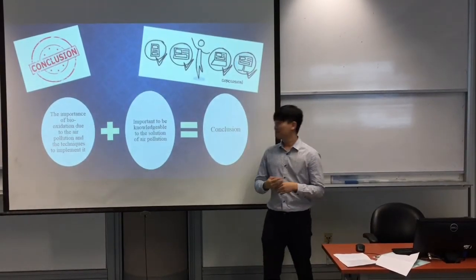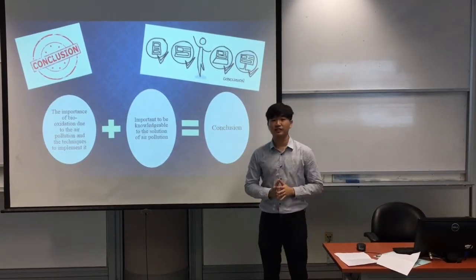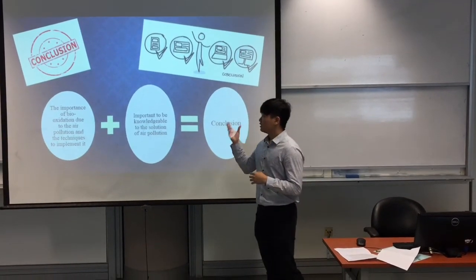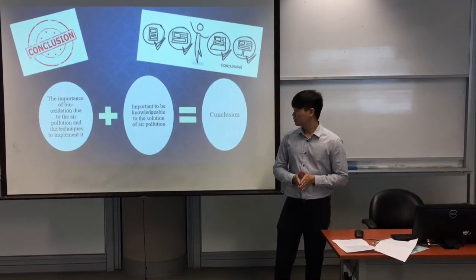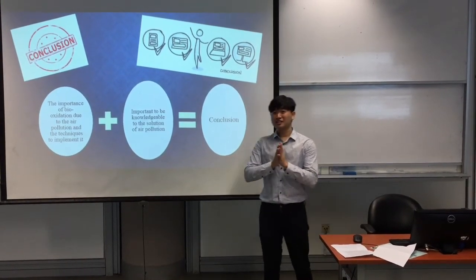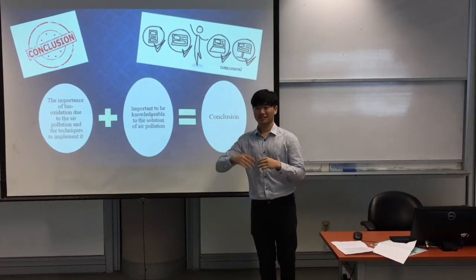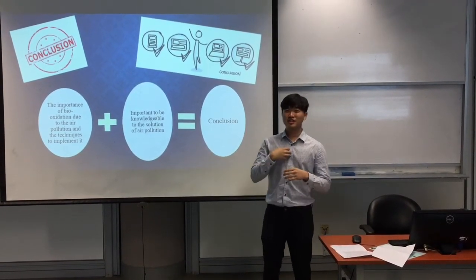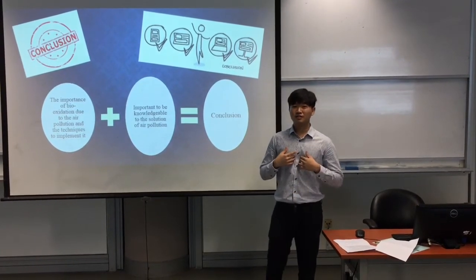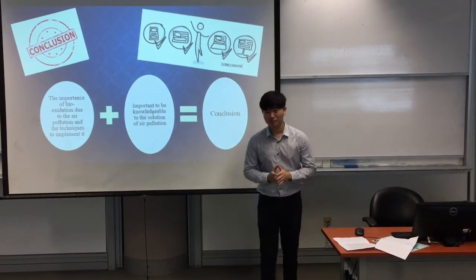In conclusion, I have mentioned the importance of bio-oxidation due to air pollution and the techniques to implement it. As a chemical engineer, it is important to be knowledgeable about the solutions to air pollution. We have to learn not only the things in the book but also other things outside the classroom in order to make us better and more useful persons. Because the thing we learn might be the main key to solve the problem one day.